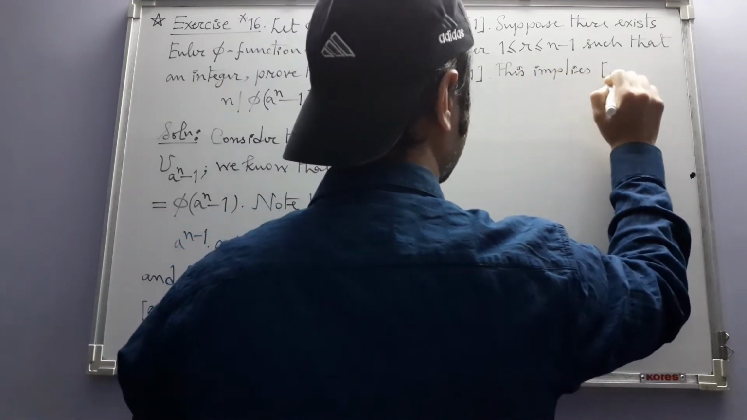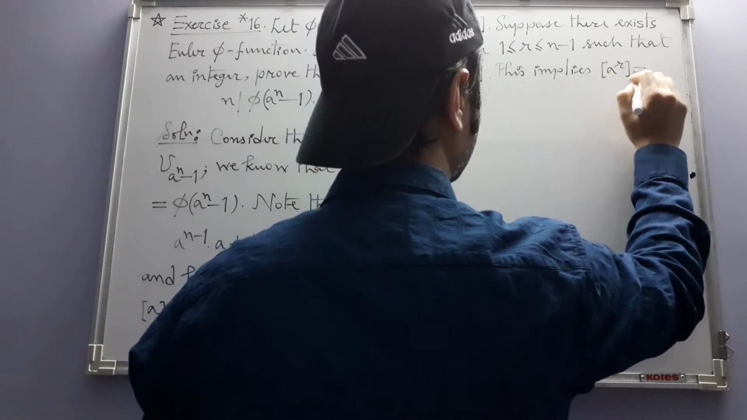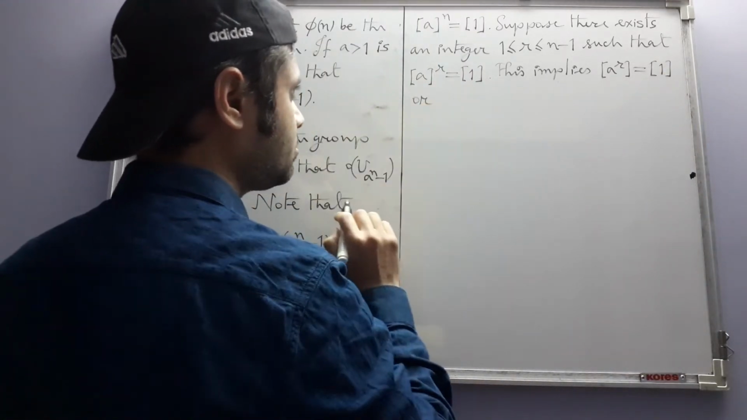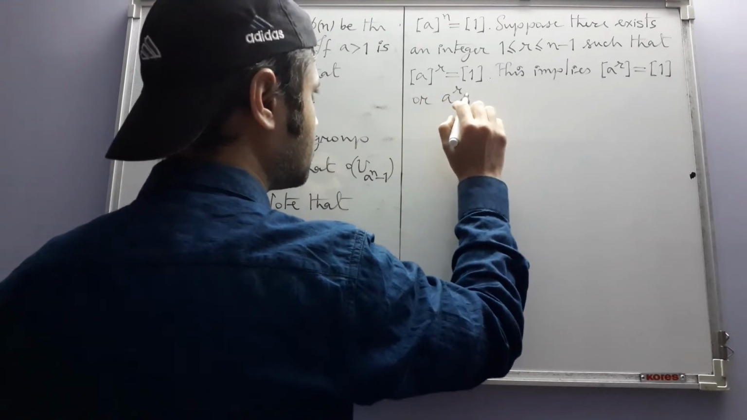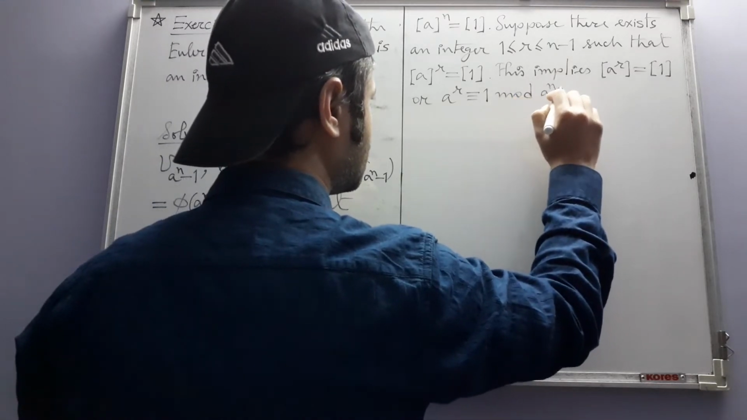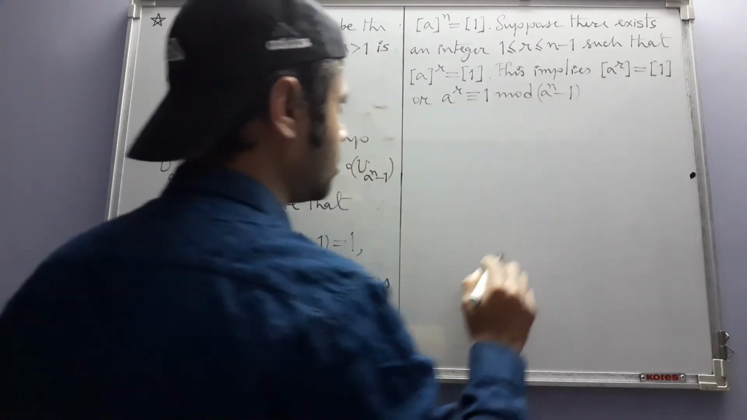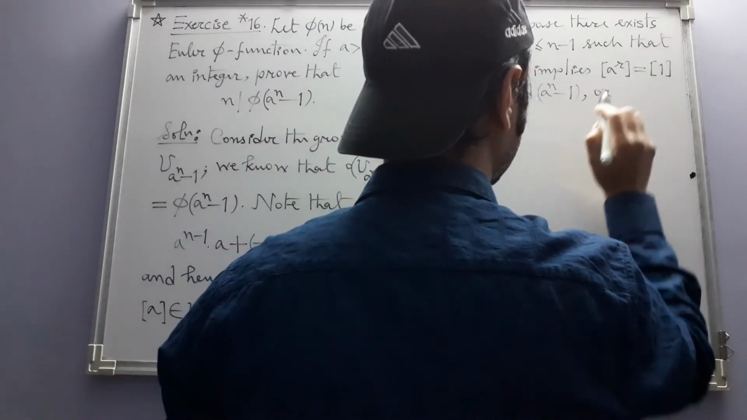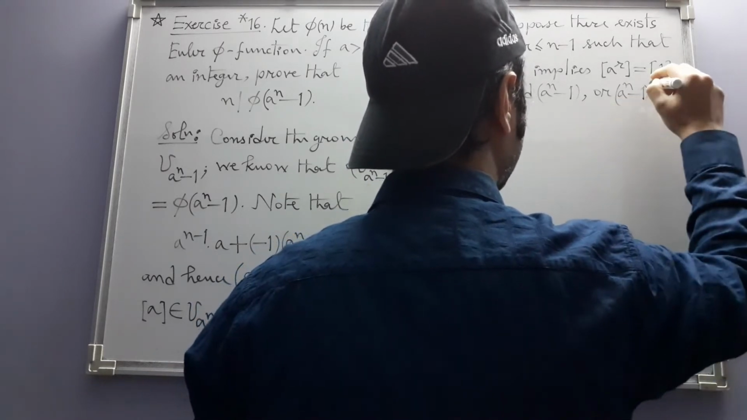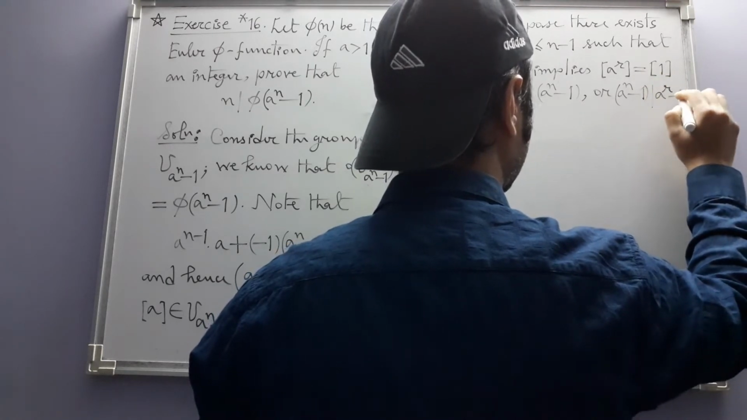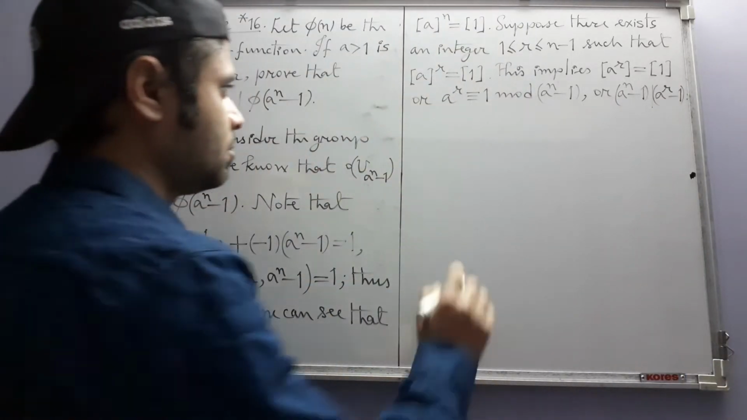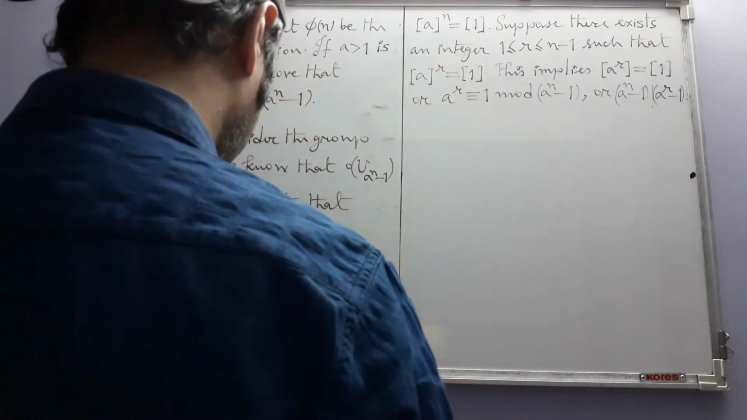This implies a^r is congruent to 1 modulo a^n - 1, which in turn means this integer a^r - 1 is dividing a^n - 1. But this is not possible. Why is it not possible?